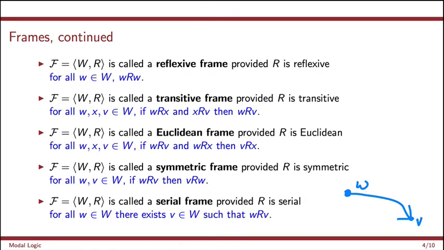So just to test your understanding, you should be able to prove that, well, I think you just need reflexivity and Euclideanness, but certainly reflexive, transitive, and Euclidean implies that the frame is symmetric. So in fact, if the frame is reflexive, transitive, and Euclidean, then we know it's also going to be symmetric. That means the relation is an equivalence relation. And that's what you might call the typical class of frames that epistemic logicians are interested in.